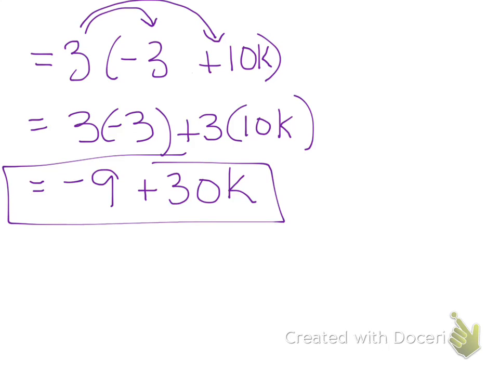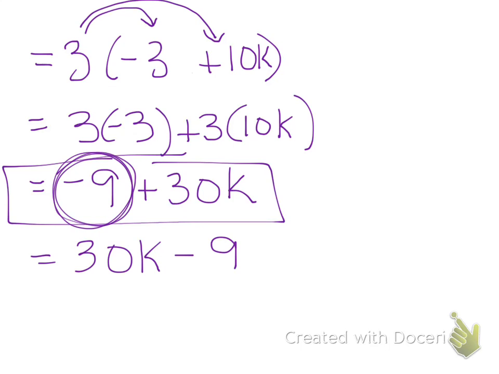There's nothing else I can do here other than rearrange my equation. We always want the constants at the end. So this is equal to 30k minus 9. So remember that you want your units at the very end.